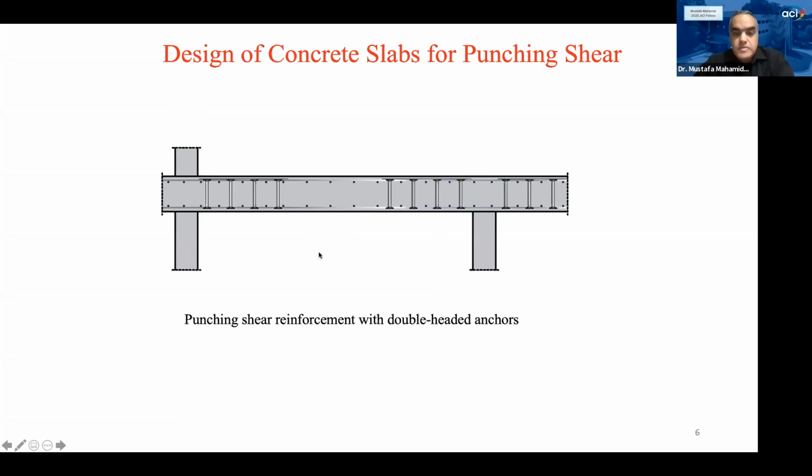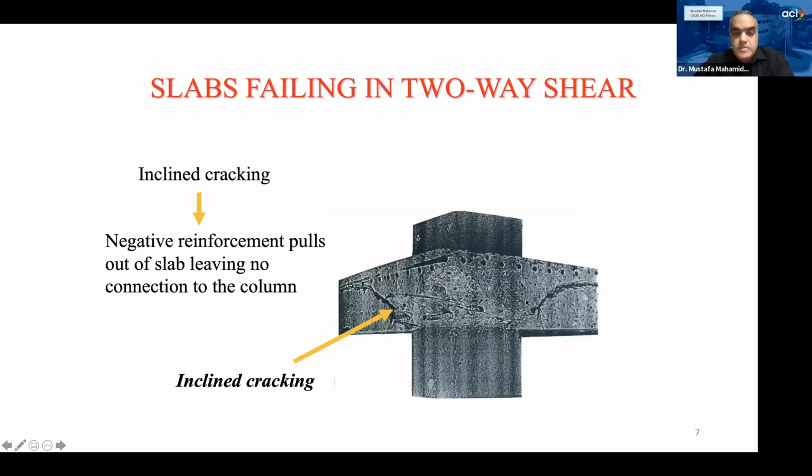So what happens in punching shear here is, we will have inclined cracks that develop, and then we have the negative reinforcement, which is the bent-up bars. Here they will be separated from the slab, leaving no connection between the reinforcement and the concrete, which will eventually lead to a punching shear failure. So that's the process of that mechanism.